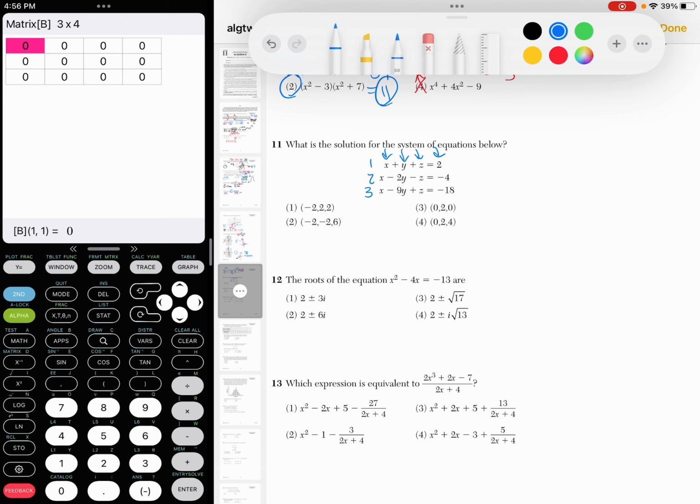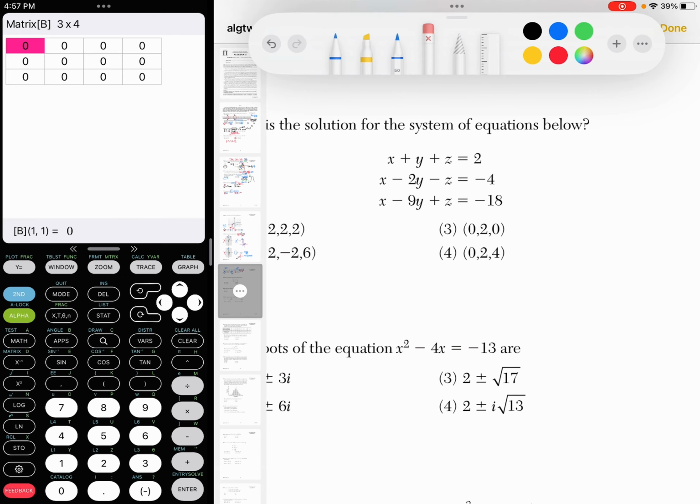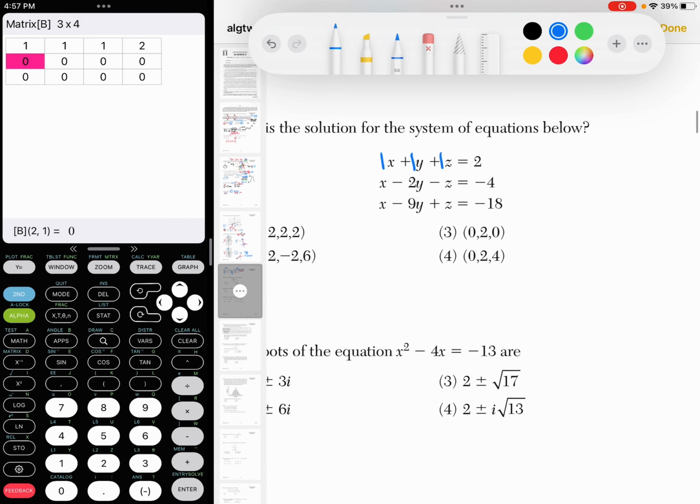And then you're going to type in the coefficients of your equation. So I'm going to fill in some of the blank ones, like this is a 1, this is a 1, this is a 1. So I'm going to type in 1, 1, 1, and then 2. So see how I have 1, 1, 1, 2. The next row is going to be 1, negative 2, negative 1, negative 4, and so on. 1, negative 9, 1, and negative 18. So you're just typing in all of these numbers. This was a negative 1. Remember, this was a negative 9, 1, 1, and so on. So these are all of the numbers that I'm plugging in just to basically tell my calculator what these equations are.